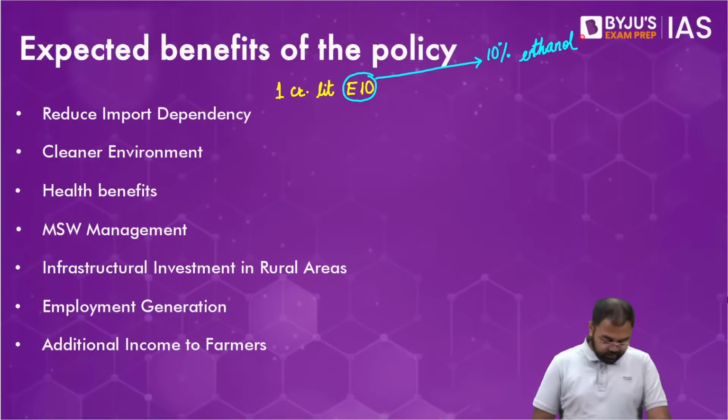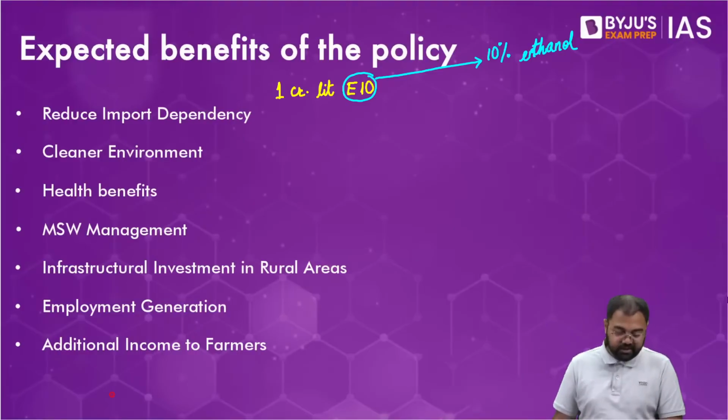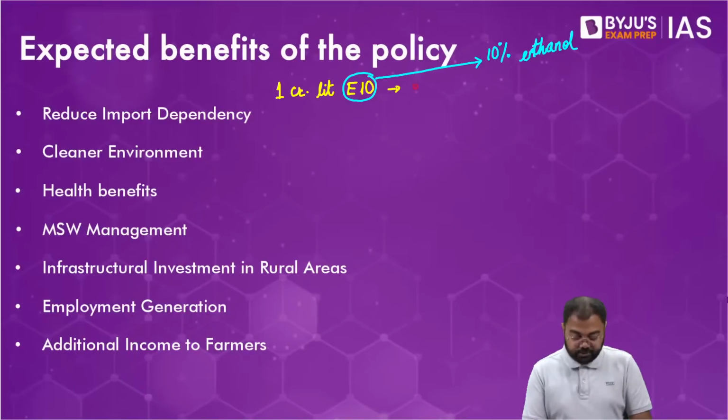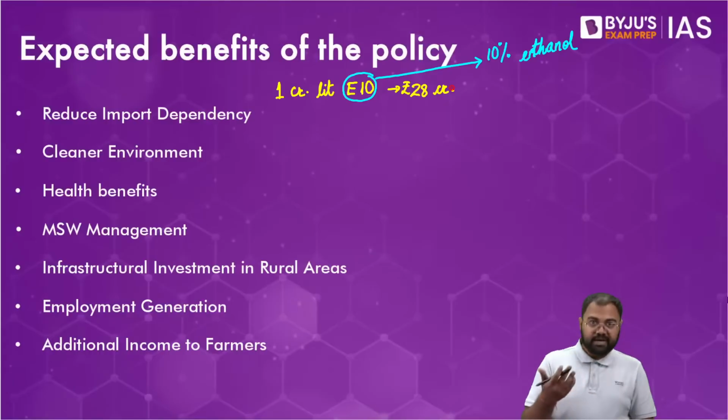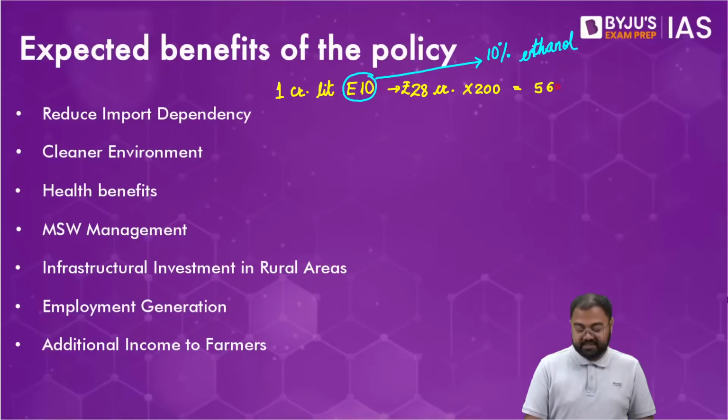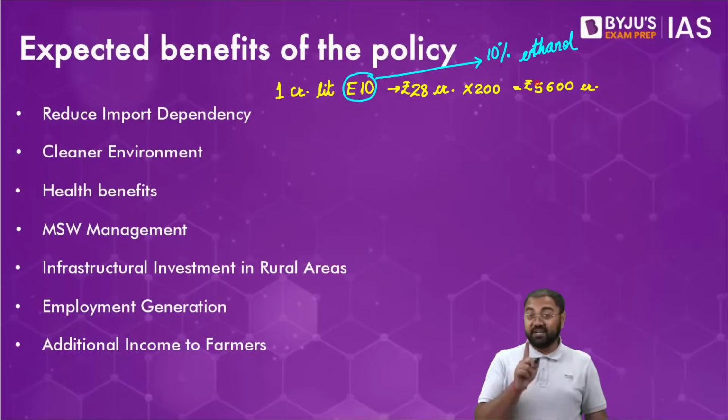In case of 1 crore liters of E10 production, it saves almost 28 crore rupees in forex reserves, which is a big amount. And overall, let's say in 1 year the production can be up to 200 crore liters. So you multiply this number by 200: if the production is 200 crore liters, then we are talking about 5600 crore rupees worth of forex that can be saved in 1 year.